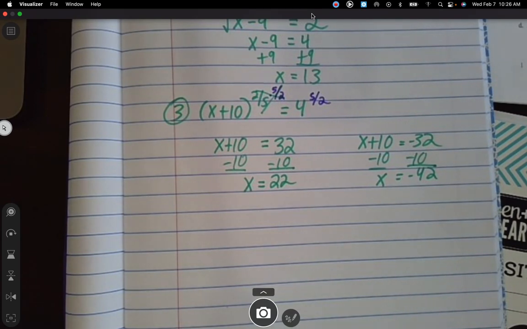And again, on that one, you could just plug and play. You could have plugged in 22 plus 10 to the 2/5. Does it equal 4? Yes. Plug in negative 42 plus 10 to the 2/5. Does it equal 4? Yes. They're both the answer. Do y'all understand that? You could have done plug and play on number 3. Do y'all need a second to write it down? Anybody?